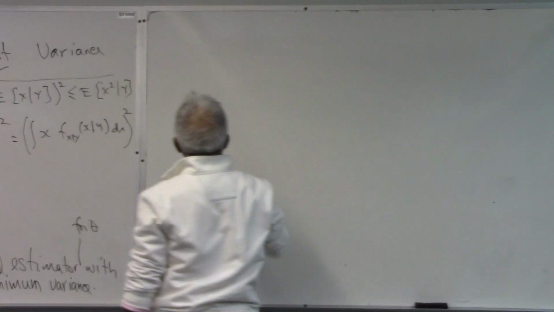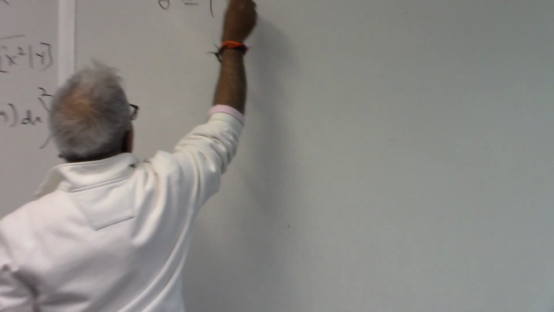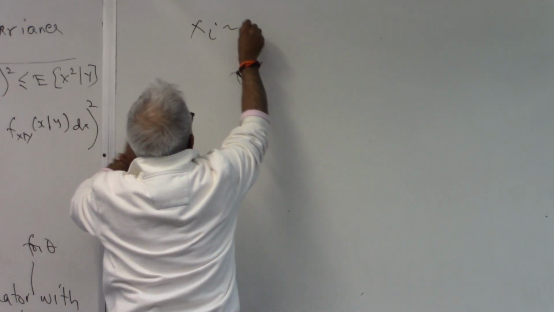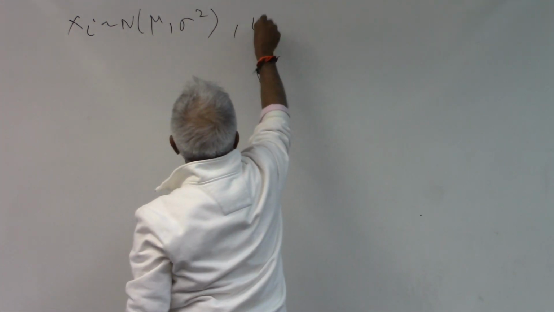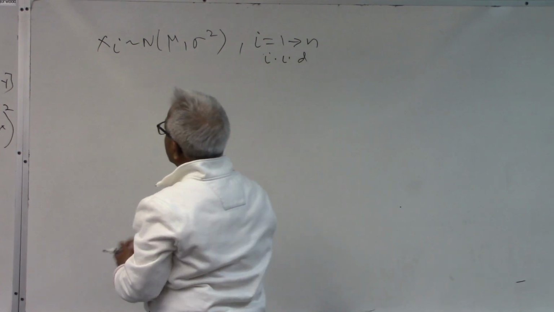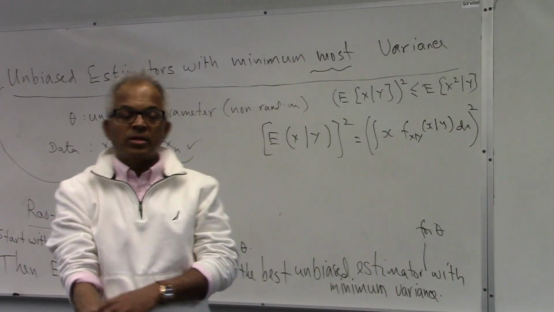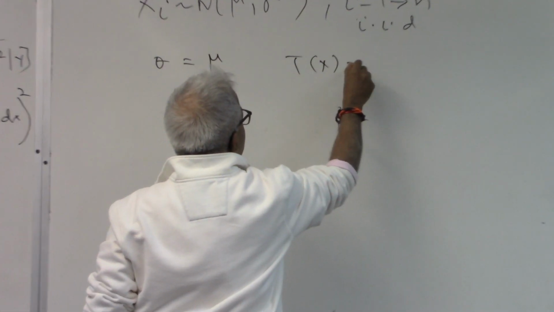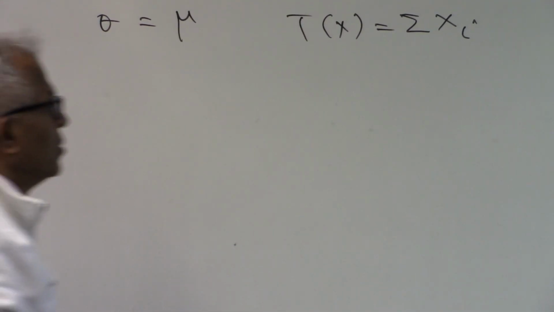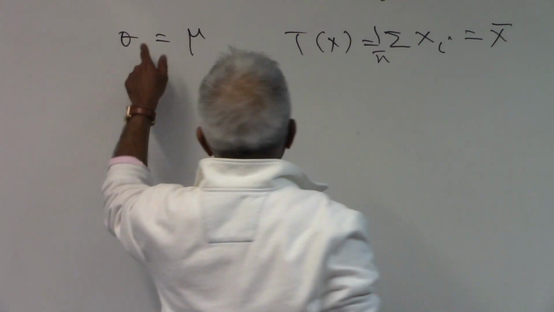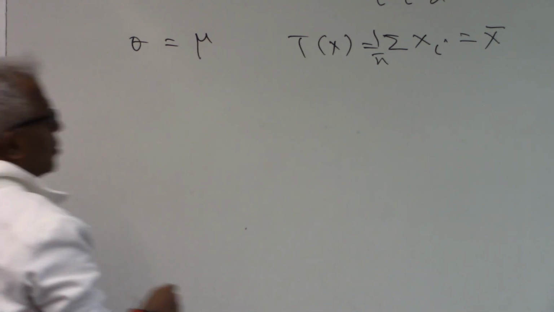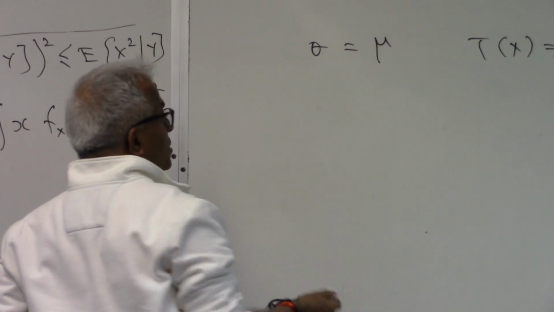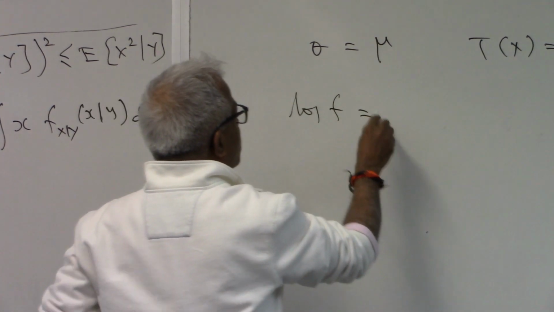As a couple of examples, remember theta equal to mu, we already know. Let's say the data is normal with mean mu and variance sigma squared. You have n independent identically distributed samples from a Gaussian distribution with mean mu and variance sigma squared. We went through this. The sufficient statistic here is sigma x_i, or the sample mean; you can divide by a constant, that doesn't change anything. So this is the sufficient statistic for mu. We also know that this happens to be normal with mean mu and variance sigma squared over n. We did the Cramér-Rao bound.